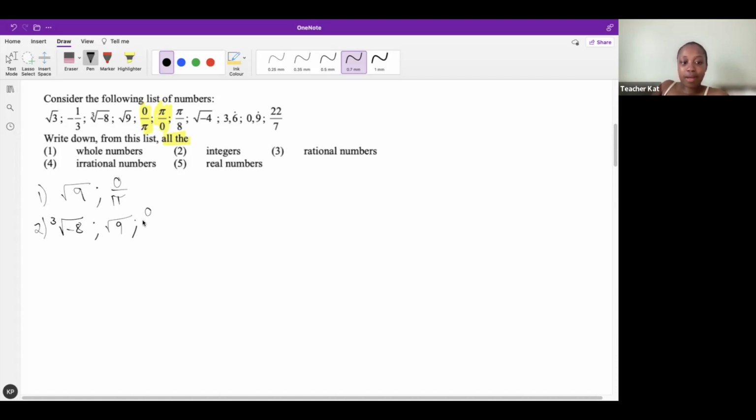Pi, 0 divided by pi is though. Excuse me, 0 divided by pi is because it is 0. The answer is 0, which is part of integers. And those are all the integers that we have here.